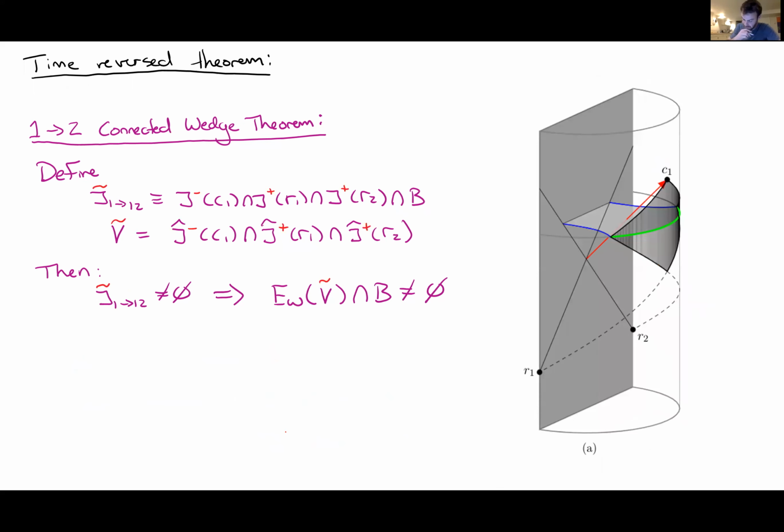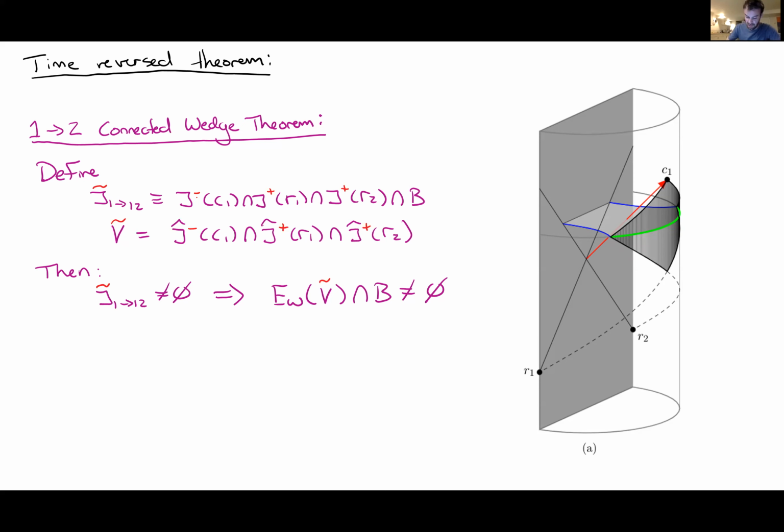Good. So that's what I'm going to use. Well, actually, it's not quite what I'm going to use. I'm going to use its time reversal. So, GR is a time reversal invariant theory. So I can just switch all my forward to backward light cones and backward to forward light cones, and I'll still have a true statement.